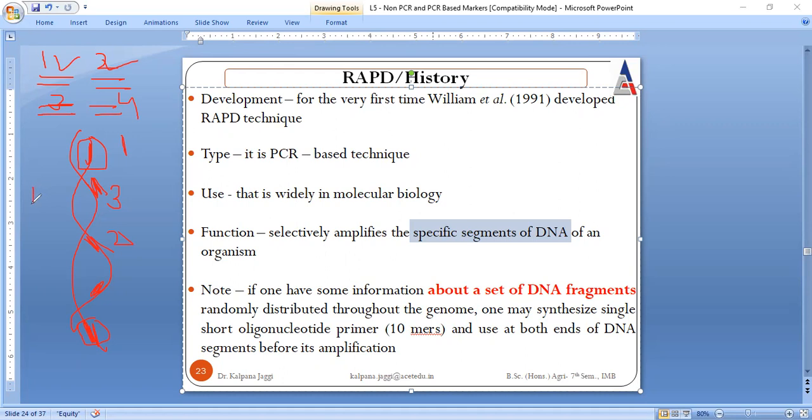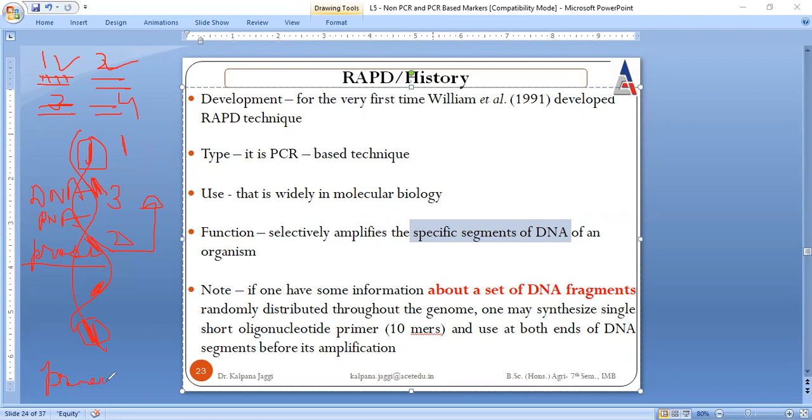We used to have information of a DNA or RNA probe, the sequence of which is known, and wherever it hybridized, that complementary sequence is analyzed on that basis. But here the situation is opposite. Here we have the information of these DNA fragments, and since we have this information, that means its sequence is very much known to us. Then on the basis of this sequence, we can synthesize the primer.